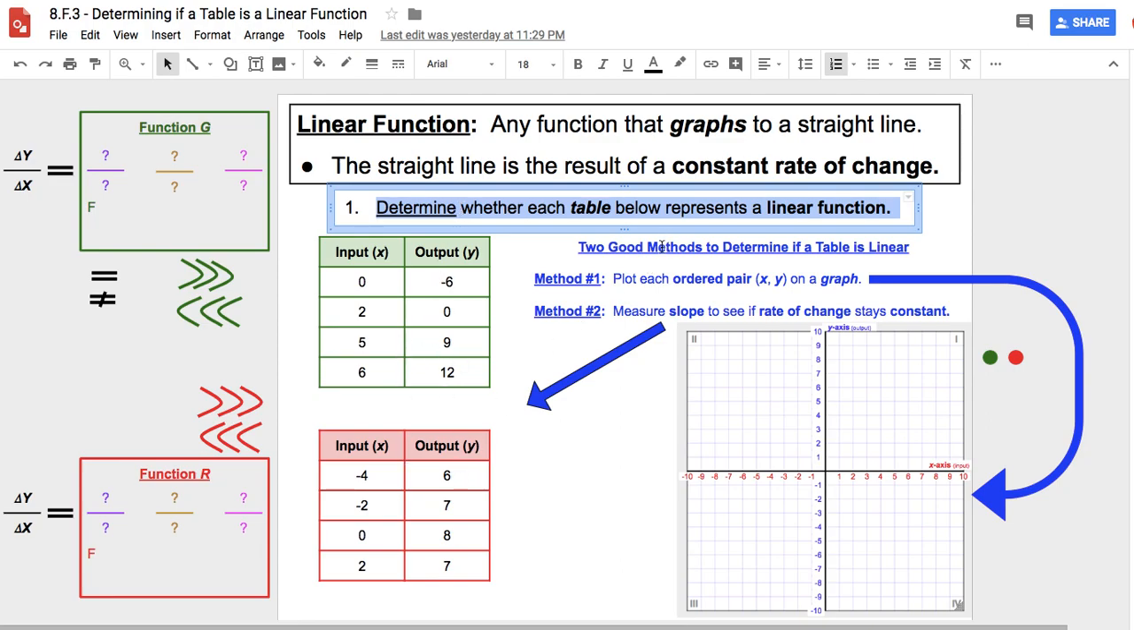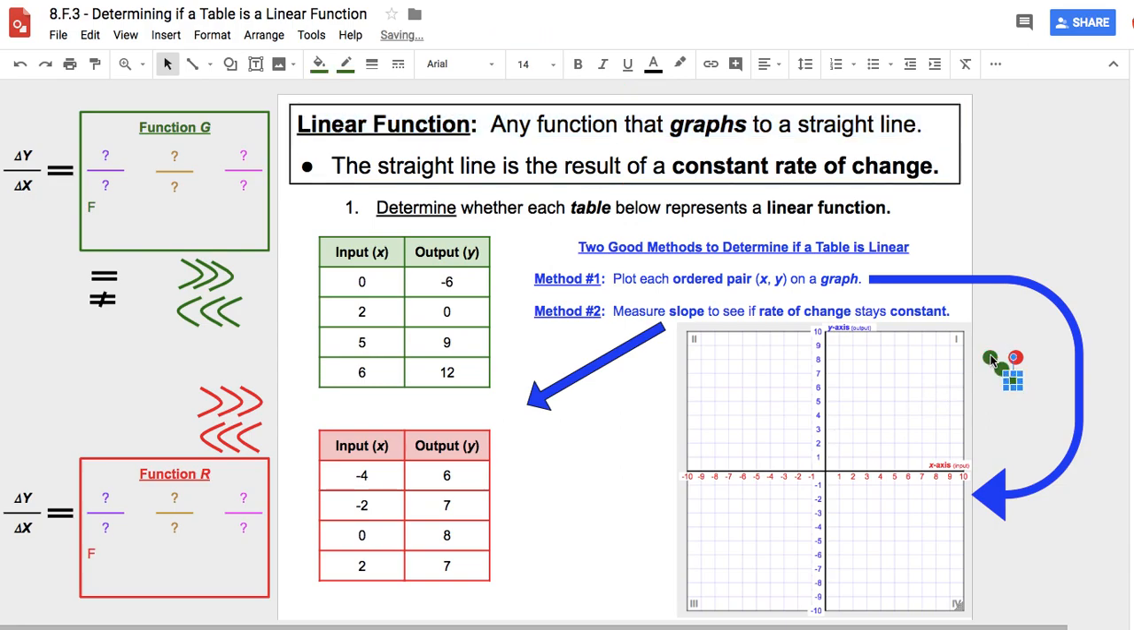And there are two good methods we could use to try to determine if tables are linear or nonlinear. The first method is just to turn them into a graph. That will take a little bit of time, a bit of work, but we already know how to tell if graphs are linear or not. We just look to see if they're a straight line. So I could go ahead and graph each row, or each ordered pair that's listed in the table. Each of these solutions can get plotted onto a graph.